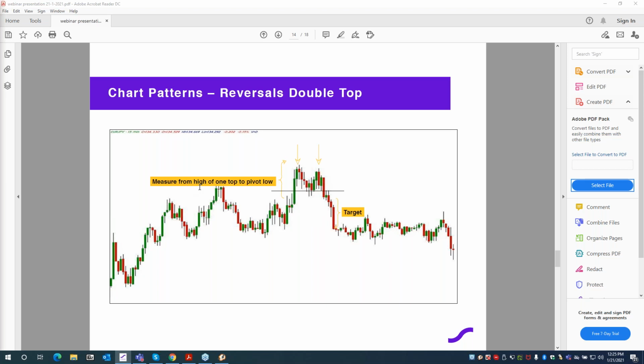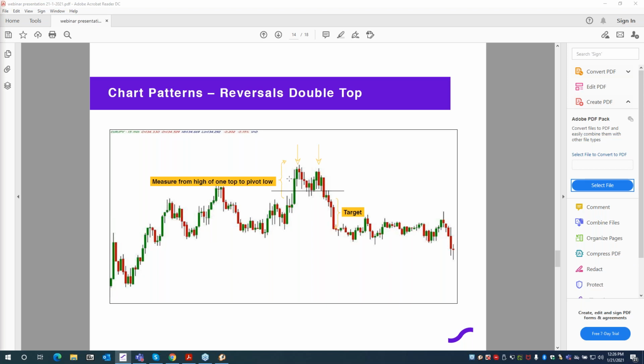So measuring from high of one top to the pivot low, this is the pivot low here, the average. As we can see, these two tops have met, which again, you can also draw a resistance level on these two tops, because it's 2 points, it's a level, but it's not a very strong level. Usually a strong level is represented by 3 points. This is what we say in the markets, that if you have 3 points, it's more confirmation for basically that level.